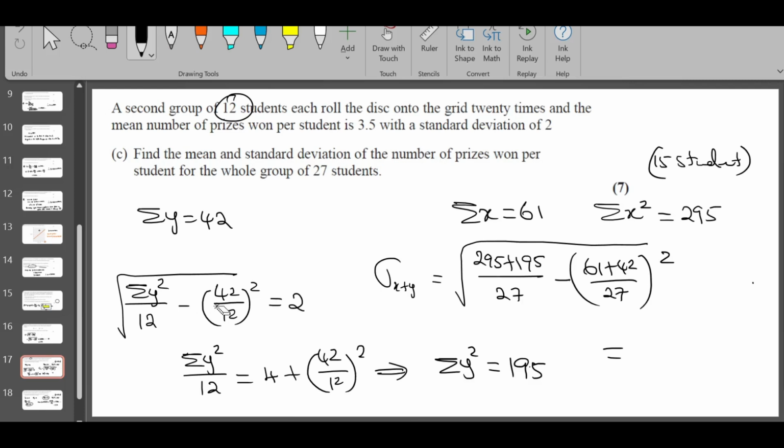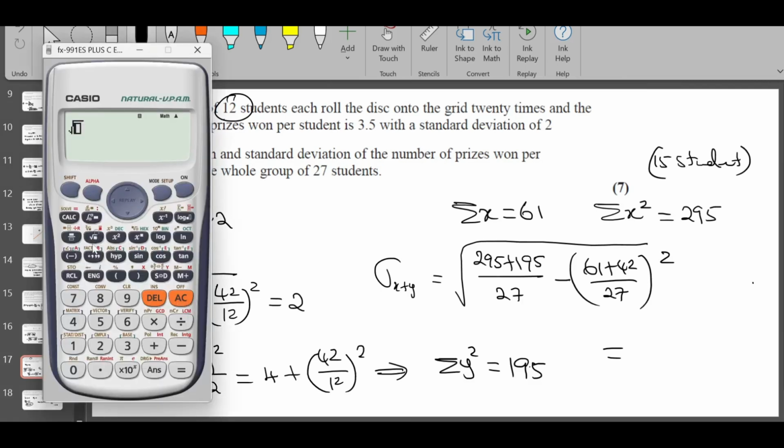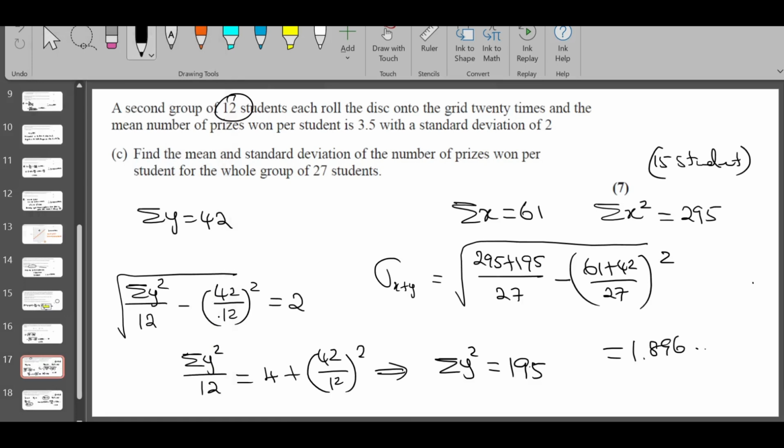You will get the standard deviation of all 27 of them now. Hope you understand this. So square root of 295 plus 195 over 27 minus 61 plus 42, which is 103 over 27, square. 1.896 dot dot dot, so it's going to be 1.90. That's it. It's a 7-mark question.